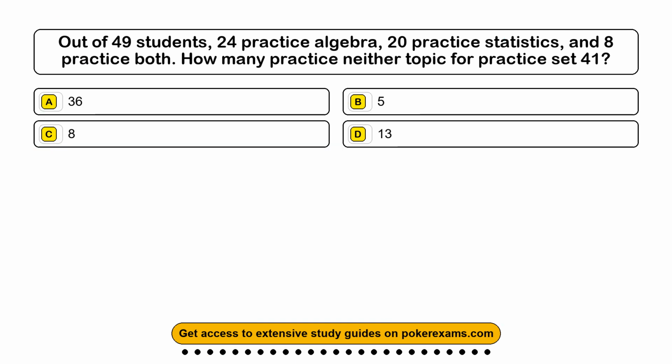Question 24. Out of 49 students, 24 practice algebra, 20 practice statistics, and 8 practice both. How many practice neither topic for practice set 41? Option A 36. Option B 5. Option C 8. Option D 13.